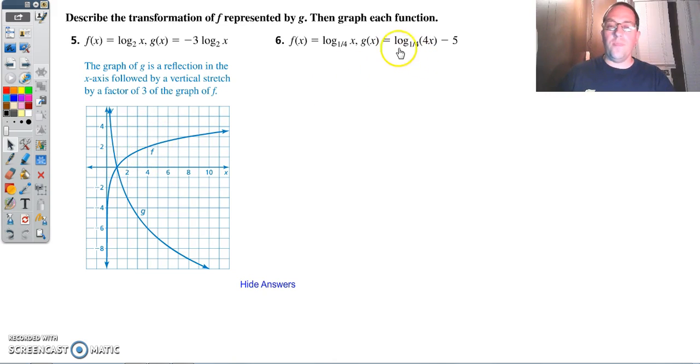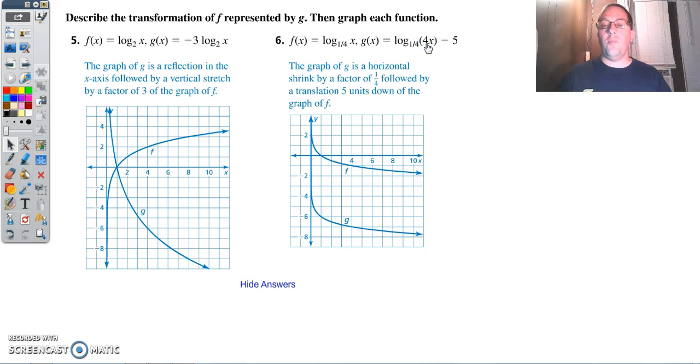Alright. Number 6, what's different between f of x and g of x? Well, there's a 4 in here with the x, and there's a -5 on the outside. 4 is in with the x, so this is a horizontal move. It's multiplication, so this is a stretch or shrink. Since it's greater than 1, and it's horizontal, it's backwards. This is a shrink by 1/4.